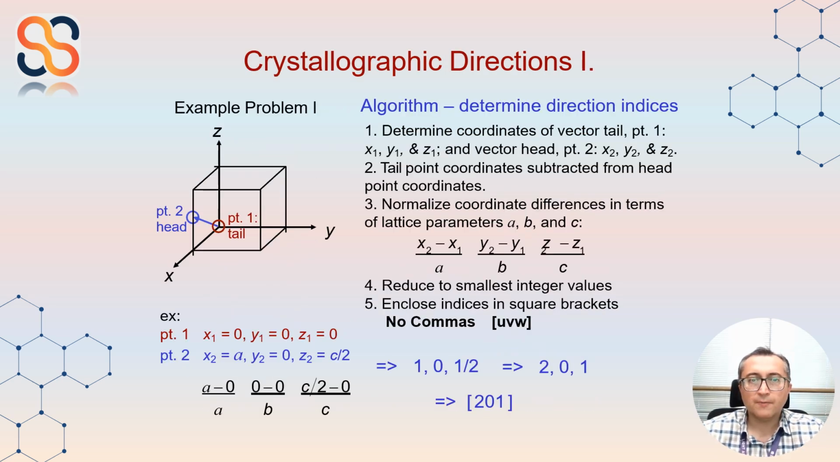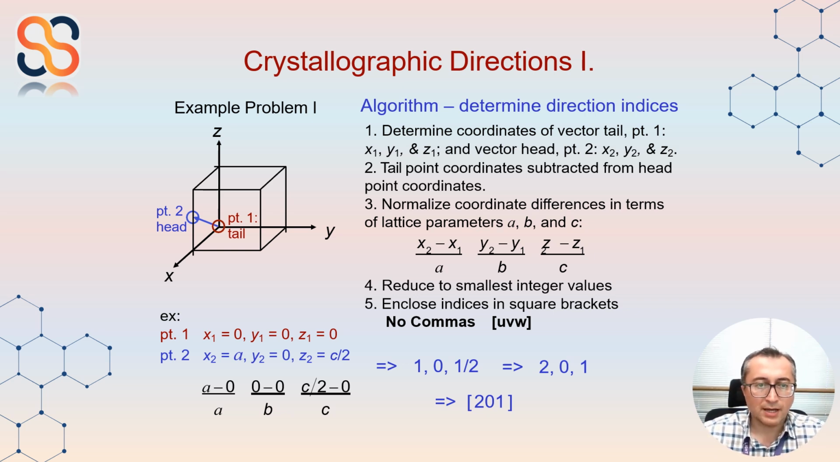When it comes to crystallographic directions, we use this algorithm to determine direction indices. First, let's identify coordinates. So, determine the coordinates of the vector tail, point 1, and vector head, point 2. Then calculate the difference. Subtract the tail point coordinates from the head point coordinates.